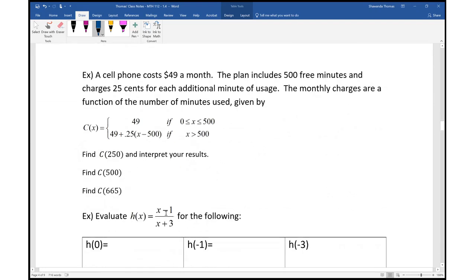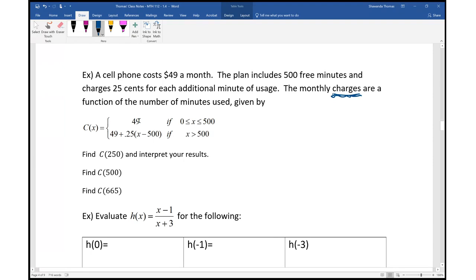All right, we have a word problem. A cell phone costs $49 a month. The plan includes 500 free minutes and charges 25 cents for each additional minute of usage. The monthly charges are a function of the number of minutes used, given by C of x. So here we have a case where it's not f of x, but C of x must mean something. That C must stand for something. I would say it represents the word charges, right? The monthly charges, because of the C.